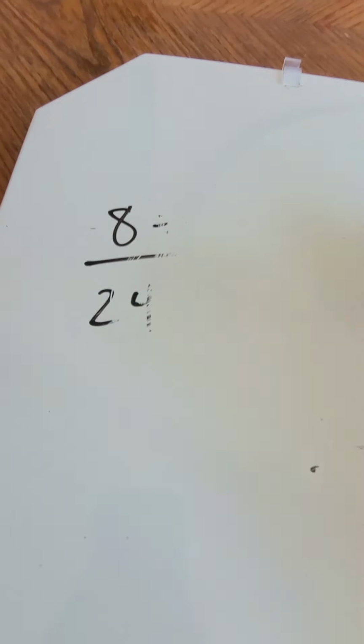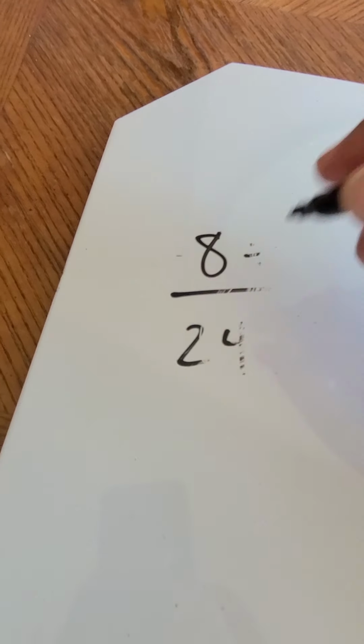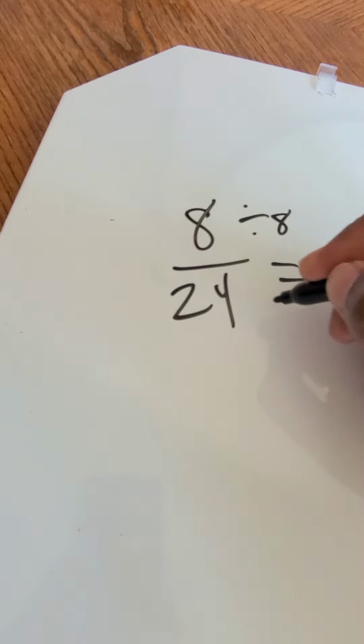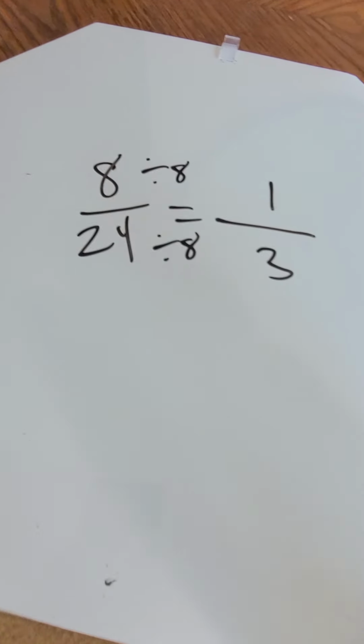So we could have just, excuse me, my board is moving. I'm moving. Our brains are moving. That's the most important thing. So we had 8 over 24. If we were to use 8, it would have got us right to 1/3.